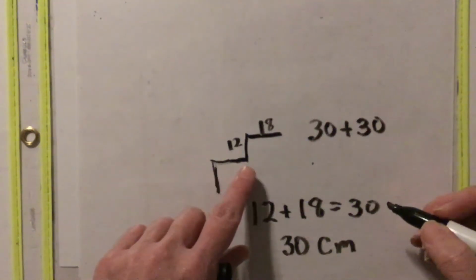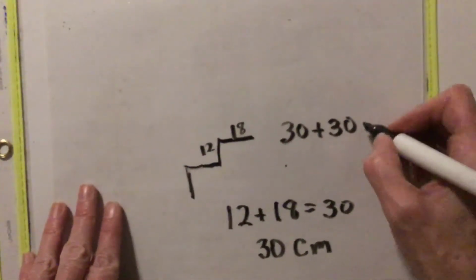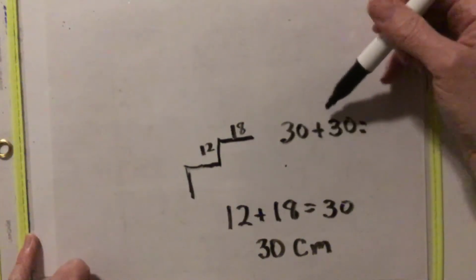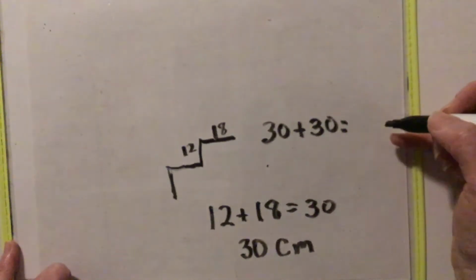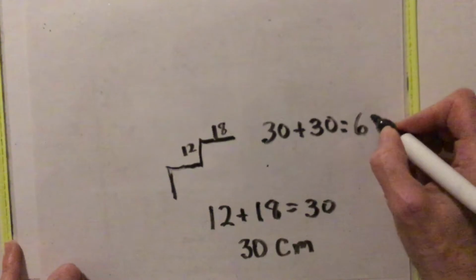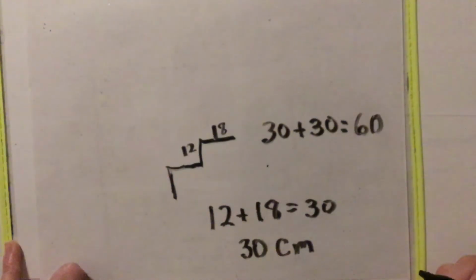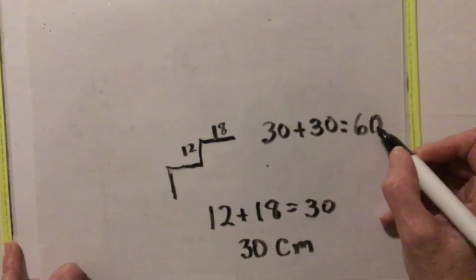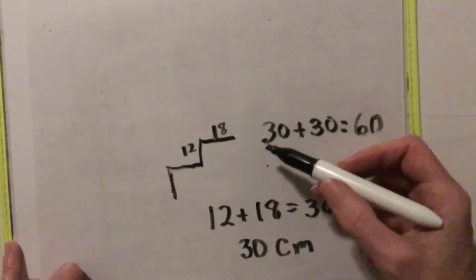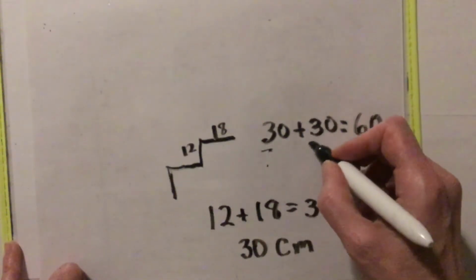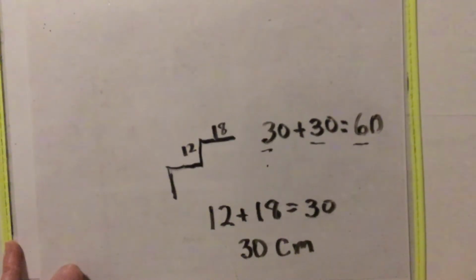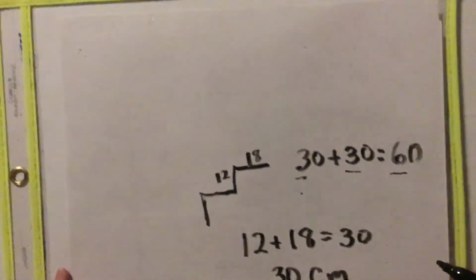So 30 for this stair, 30 for this stair. And if I know that 3 tens plus 3 tens is 6 tens, then I know that 30 plus 30 is 60. 30 plus 30 is 60. We can use our say ten counting to find the basic fact. 3 tens plus 3 tens, 3 plus 3 is 6. 60. 30 plus 30 is 60.